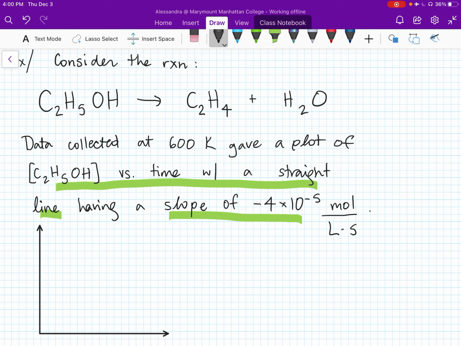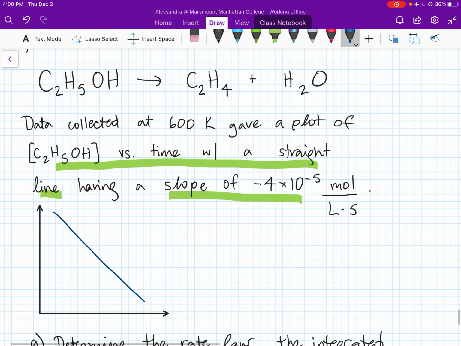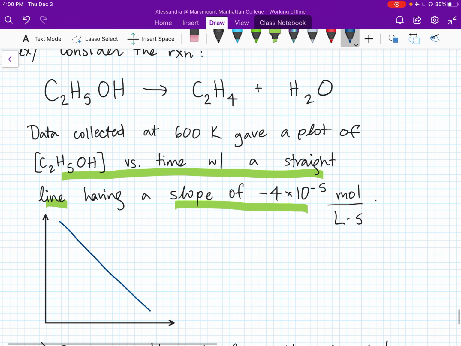So the negative straight line slope is telling us that I get that negative straight line when I plot the concentration versus time. So this is the concentration of C2H5OH. And on the x-axis, I have time.